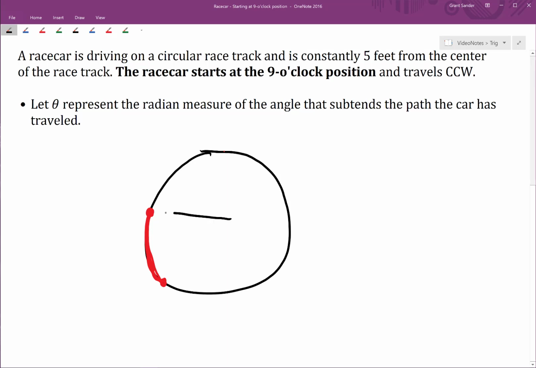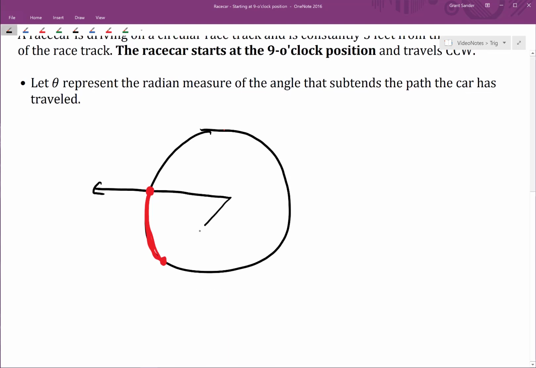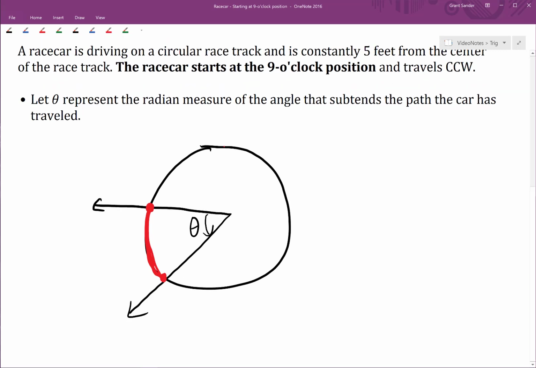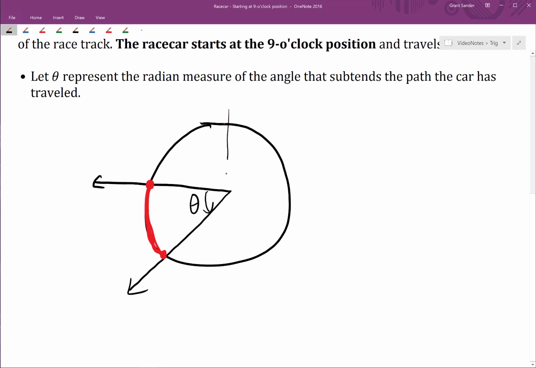So the initial ray points in the 9 o'clock direction, because that's where the race car started, and then the terminal ray passes through the race car's current position. And so this right here, that is the angle that we're looking at, and theta represents that angle measure, which looks different than normal. It's a number of radians swept out from the 9 o'clock position and not the 3 o'clock position.